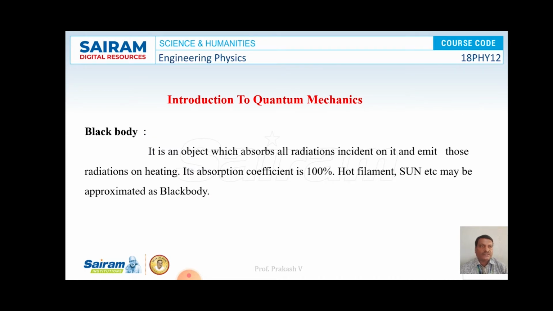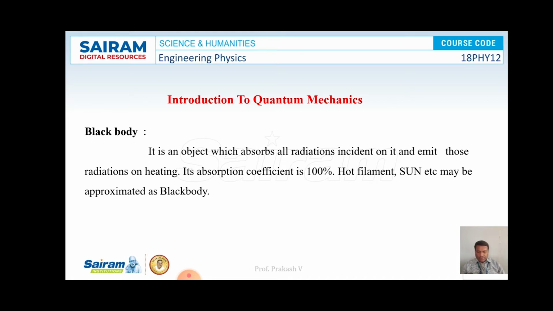So first let us concentrate on introduction to quantum mechanics and what is black body. A black body is an object which absorbs all the radiations incident on it and re-emits those radiations when it is heated. So this is the nature of a black body. For example, a hot filament and the sun are the best examples of a black body. In practice, an ideal black body does not exist.